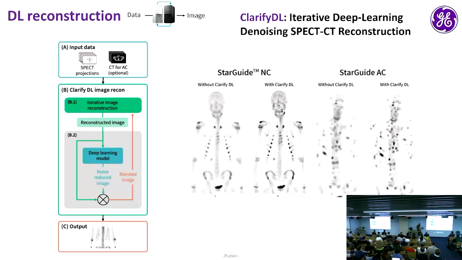My colleagues have also tried to include deep learning within the reconstruction for SPECT imaging. You do iterative reconstruction, you send it to a pre-trained neural network that does some sort of denoising and image enhancement, and that gets looped back into the reconstruction process. It's an iterative process, but within the reconstruction. As you can see, it is capable of improving lesion detection and quantification. For example, here in the neck area, there are a couple of lesions that pop out.